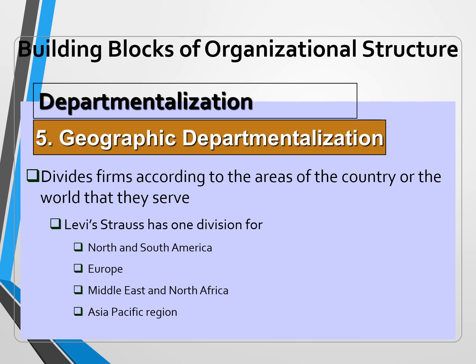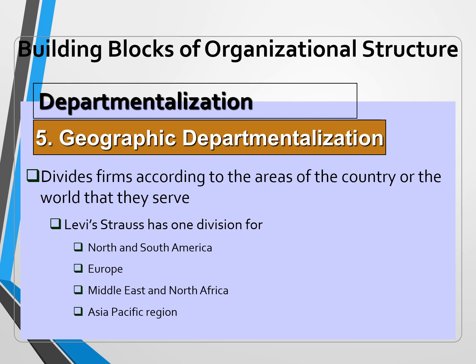The next type of departmentalization is geographic. The idea, as the name implies, is to group the activities on the basis of territory, of area of the country or world where the product is being supplied to. A company might have at least a domestic department and a foreign department to communicate with local interests.